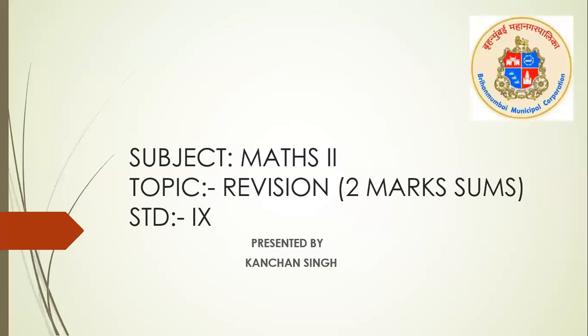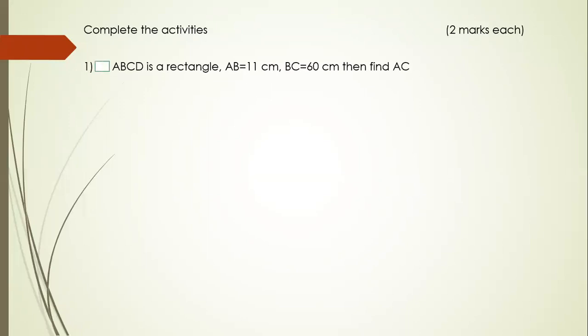Today we are going to revise 2 marks sums. So let's start with the revision. Complete the activities, 2 marks each. Sum number 1. Quadrilateral ABCD is a rectangle. AB equal to 11 centimeter, BC equal to 60 centimeter, then find AC.